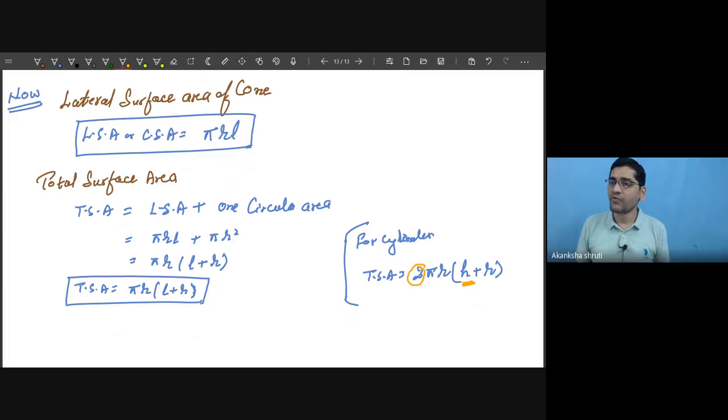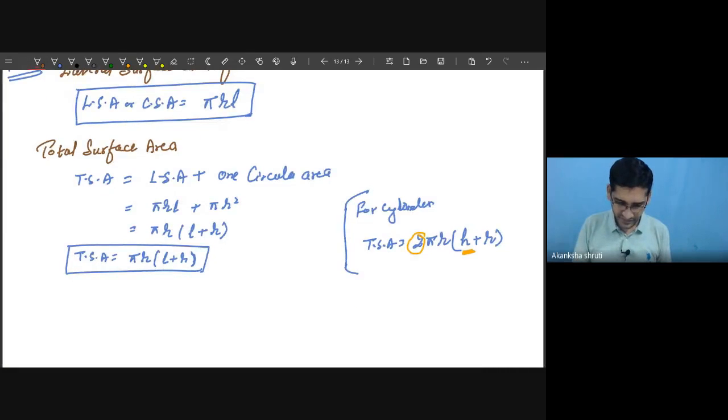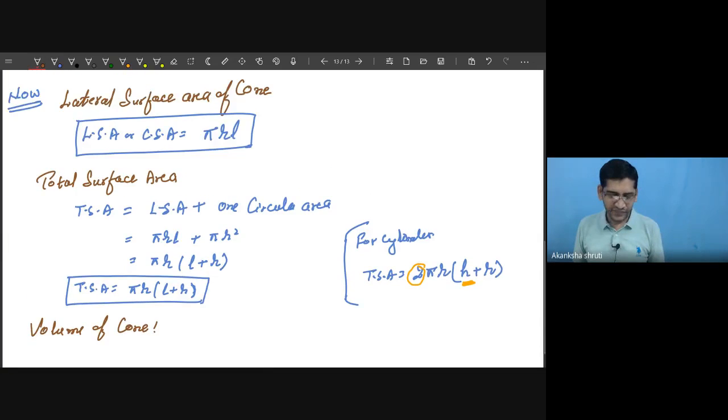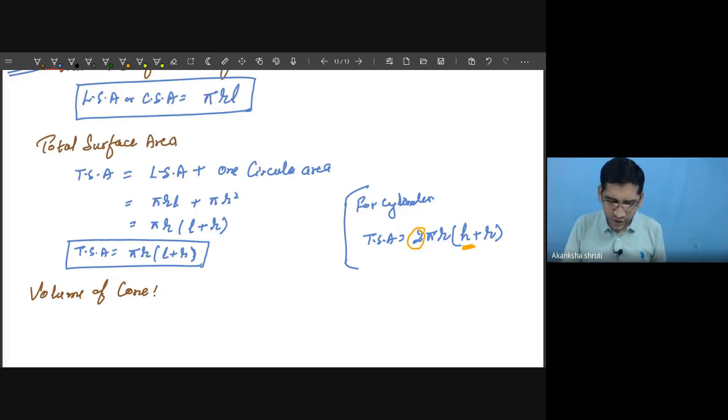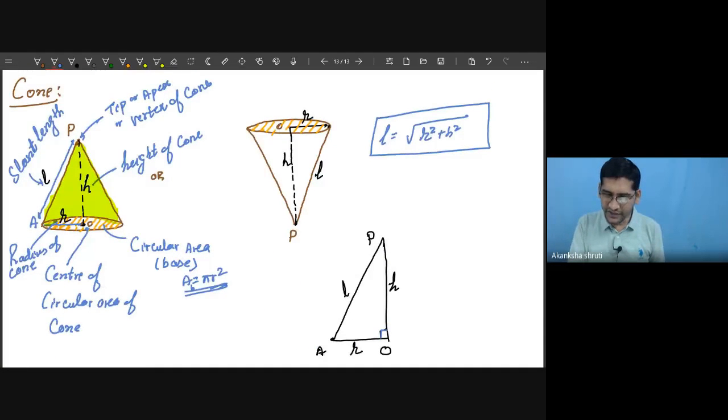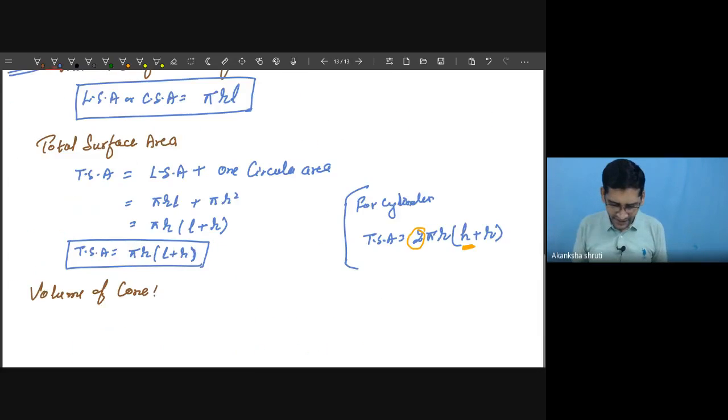Now let us come to the volume of cone. Students, it is very interesting that if you make a cone like this one or this one, whatever the way, make it hollow, fill it with water, and put the water into a cylinder of the same radius and same height, then you can place 3 times the water that can be held in this cone into the same kind of cylinder. So the formula is very simple.